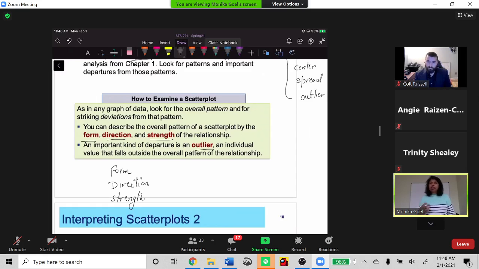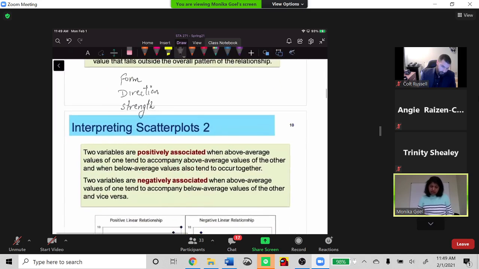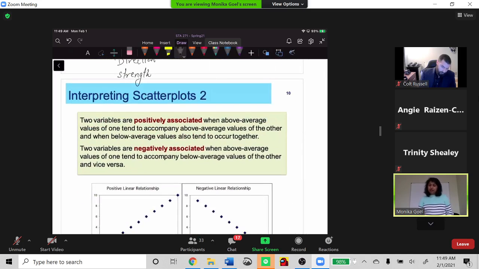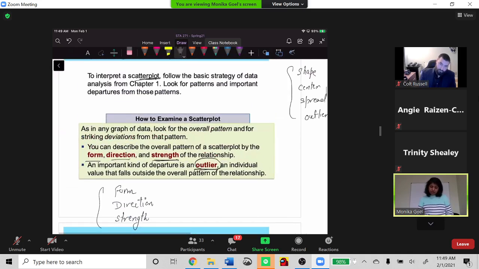Is there a weak relationship? Is there a moderately weak one? If there's a strong one, then this strength will tell me. And the last one, we are going to look at the outlier, which is anything that lies outside an overall pattern. All right, so how to interpret your scatter plot? First part, we are going to look for these 4 things. As in any graph of the data, look at the overall pattern and for striking deviations from that pattern. You can describe the overall pattern of a scatter plot by using the form, direction, strength, and outlier.